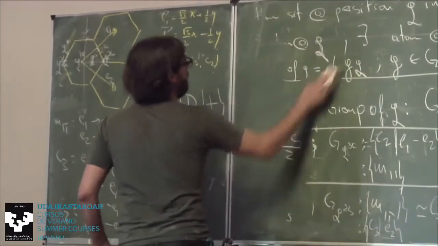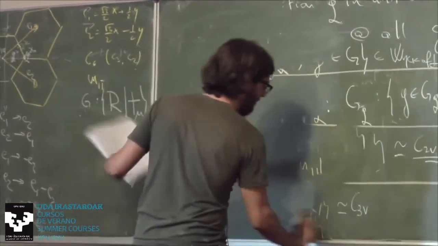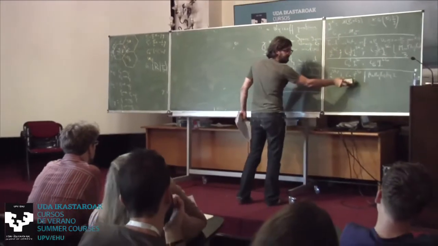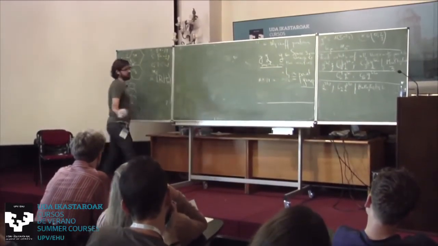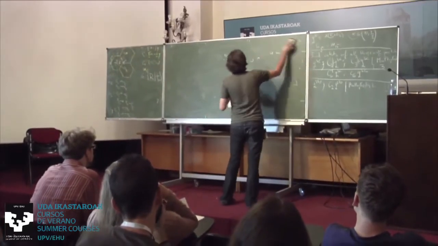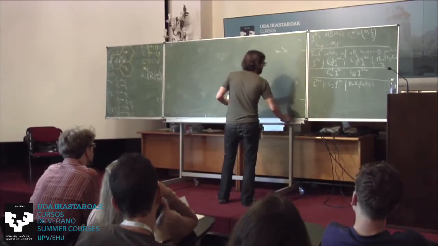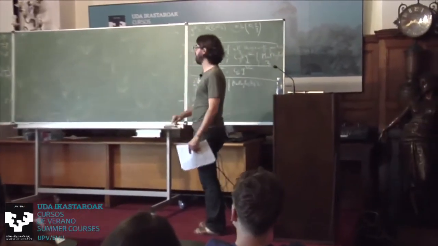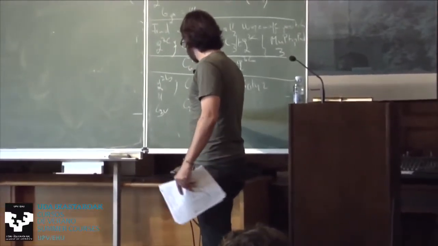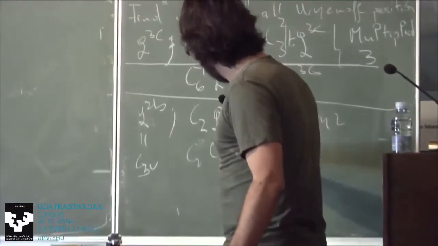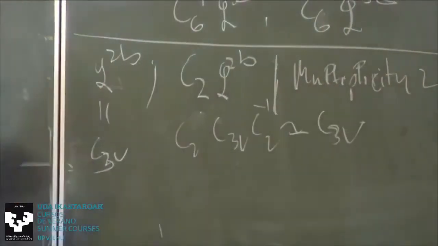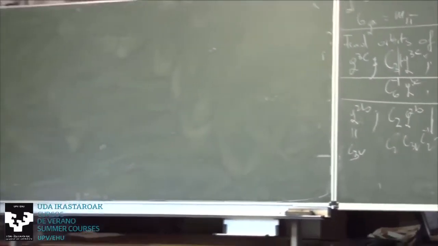Basically, if I know the site symmetry group of Q2B, there's a very easy way of obtaining the site symmetry group of this guy, and that's just group conjugation. If the site symmetry group of this guy is C3V, the site symmetry group of this guy is C2 to the minus 1, C3V, C2. So this is just element conjugation by this one. This is also isomorphic to C3V. In other words, the site symmetry groups of any of the points in one Wick position are the same.